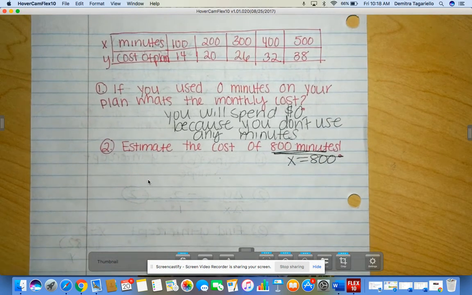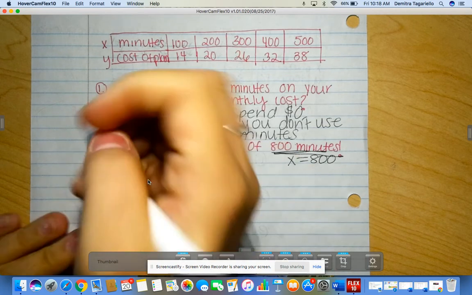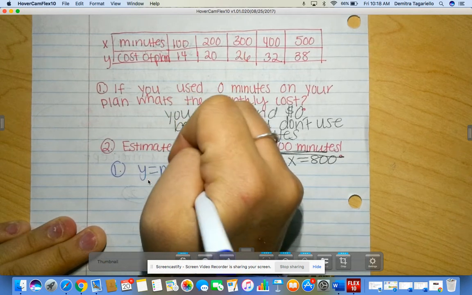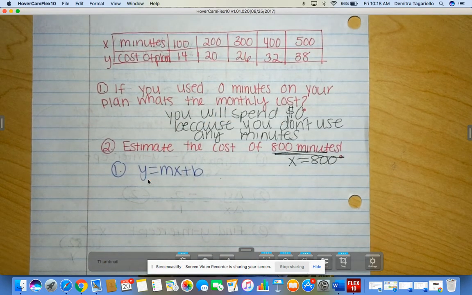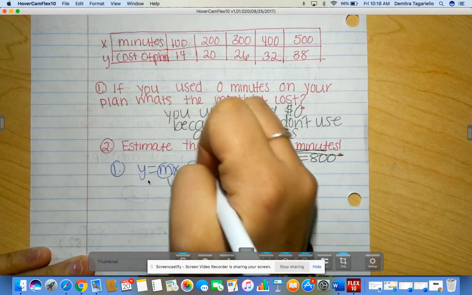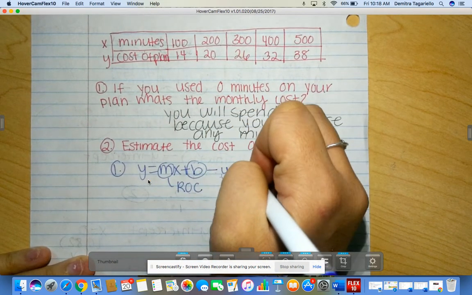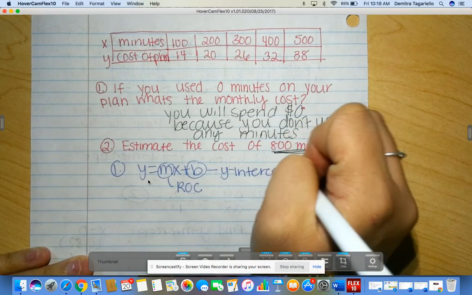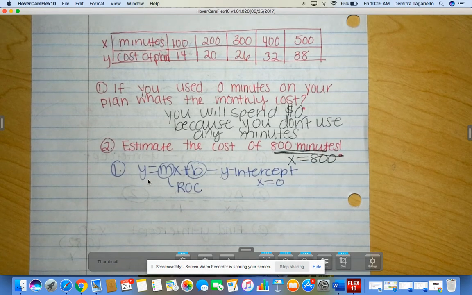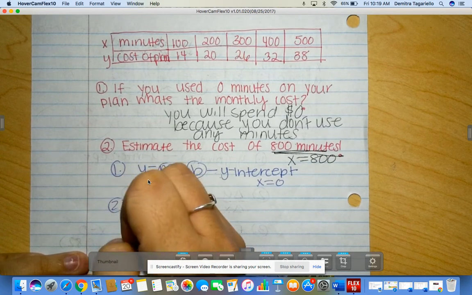Okay, so the next thing I'm going to do is I'm going to start with what I'm given. First step, I always write Y equals MX plus B. Okay, so I need to find the slope, so the ROC. We already know the y-intercept. We just answered it, but we'll get back to that. Okay, so that's when x is equal to 0. So starting with the slope, let's find the ROC.